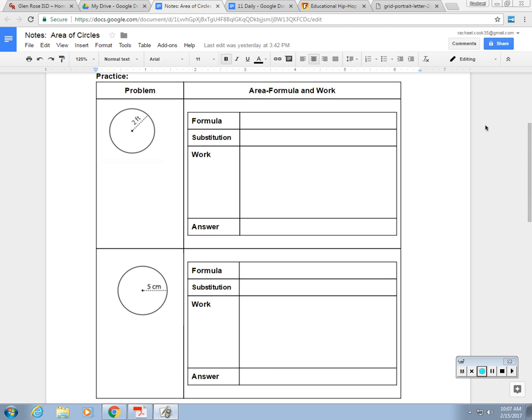But today we're finding the area of the circle. So what's the formula to find the area of a circle? Area equals pi r squared.